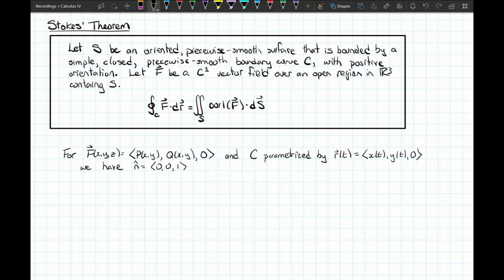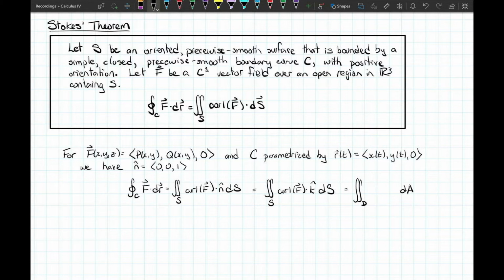If that is the case, then taking the dot product of curl F dot n hat is the same thing as curl F dot k. And since S is actually already on the xy plane, we don't even have to worry about finding its projection. The surface integral becomes a double integral already. And the z component of curl would be partial Q with respect to x minus partial P with respect to y. And there we are.